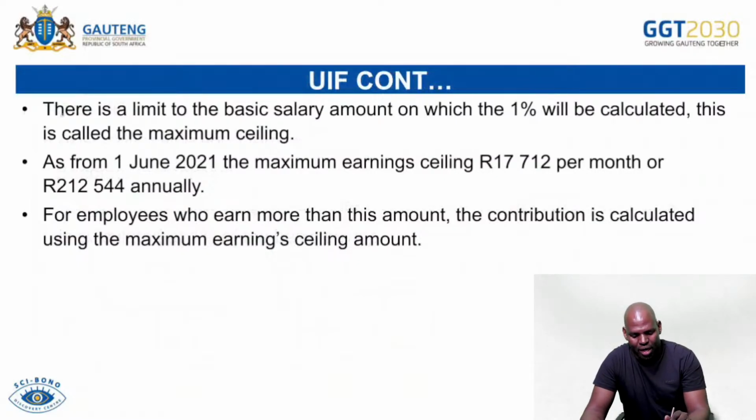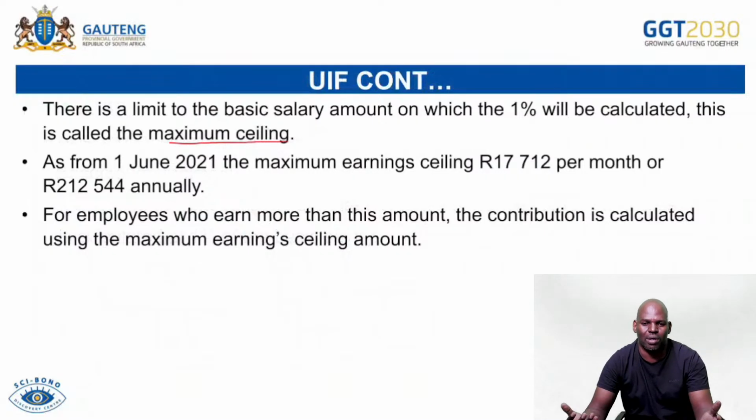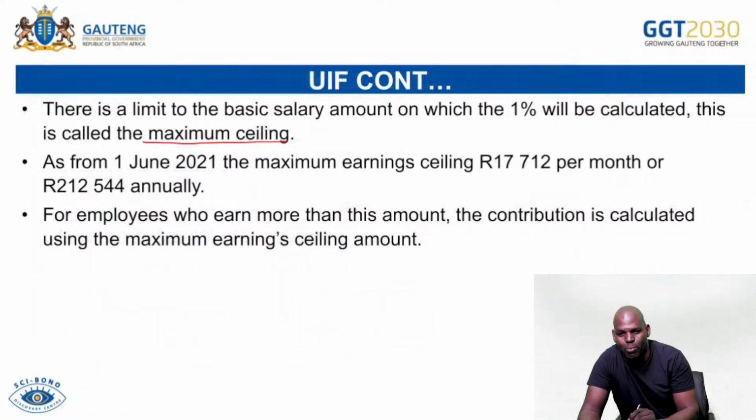Again, they say there's a limit to the basic salary amount on which the 1% will be calculated. This is called a maximum ceiling. We know that some people are earning a lot of money. If you are earning maybe 5,000, they'll say 1% of that 5,000. If you are earning 10,000 rand per month, they'll say 1%. But now let's think about somebody who's earning 200,000, or somebody who's earning 100,000. What is 1% of that 100,000? It's going to be a lot of money. So the government said we need to come up with a limit. In this case, they say, as from the 1st of June 2021, the maximum earning ceiling will be 17,712.